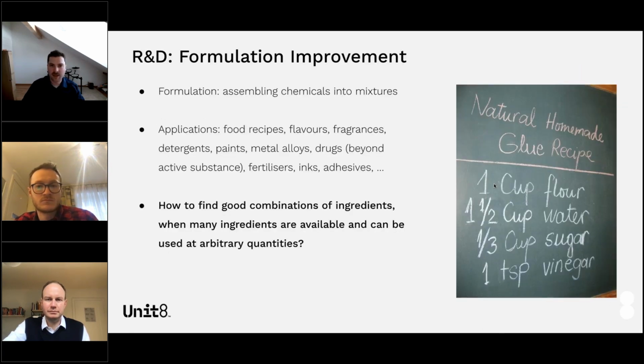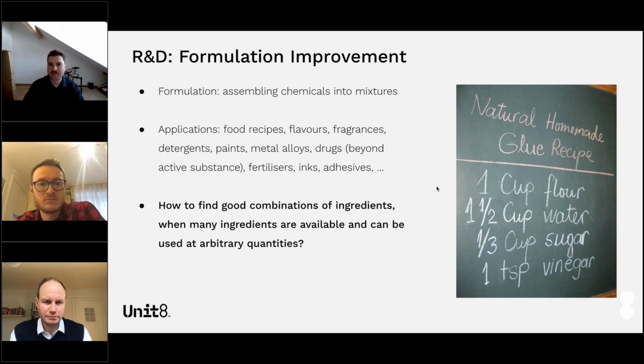Now, if we go to the next slide, here I want to depart a little bit from molecules and ask how we can figure out how to best assemble things. Assume we have a bunch of chemicals, and we want to find the best ways to assemble them into mixtures, so doing chemical formulation. This has lots of applications, for example in food recipes, that's an obvious one, flavors, fragrances, but also paints, or also drugs. Once you have found the active molecule, you still have to find everything that goes around, and you have to find a good formulation for that.